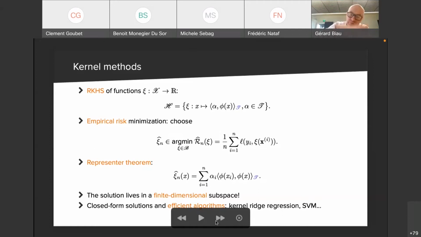Right? So that's the general, very brief picture of kernel methods. But we will see that these RNNs allow us to define an adapted RKHS, which makes everything linear.